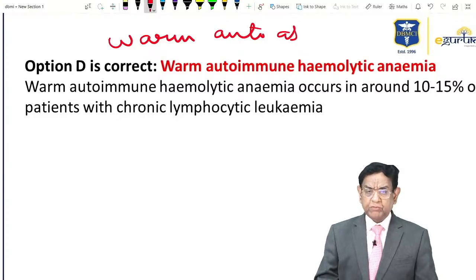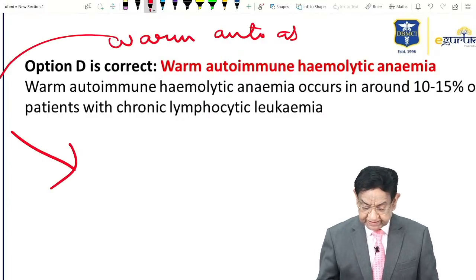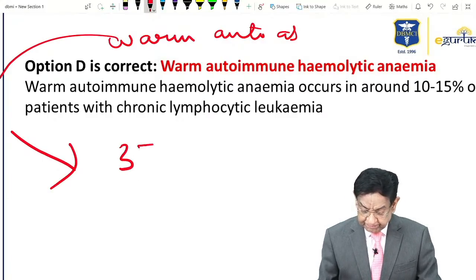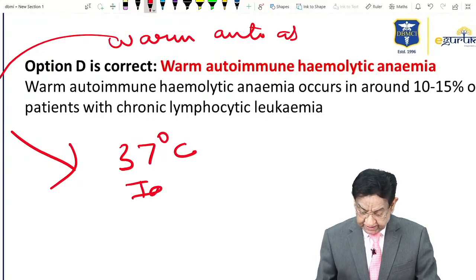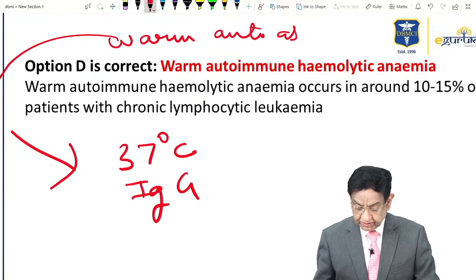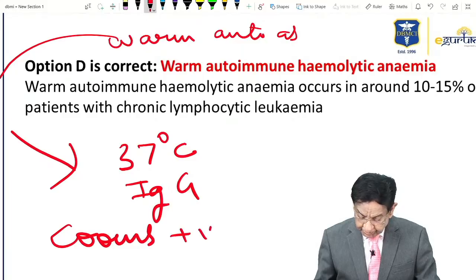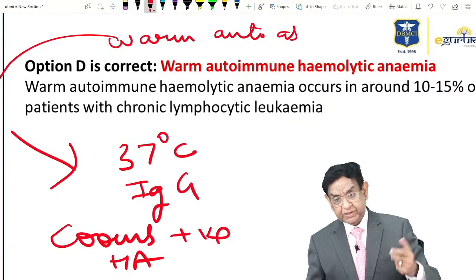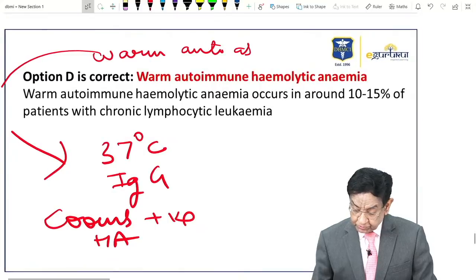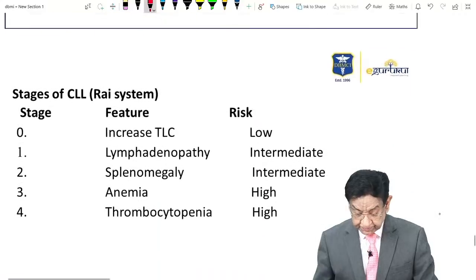Let me discuss a little bit about warm autoantibodies. What are these antibodies? They act best at 37 degrees centigrade. They are IgG and they lead to Coombs positive hemolytic anemia. This is seen in around 10 to 15% of cases of CLL, right?